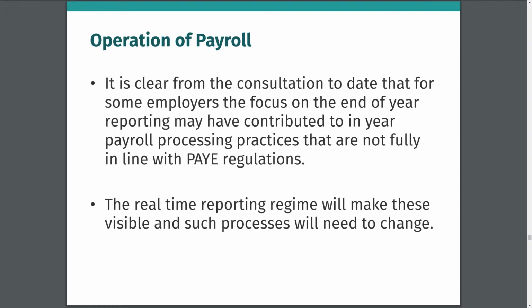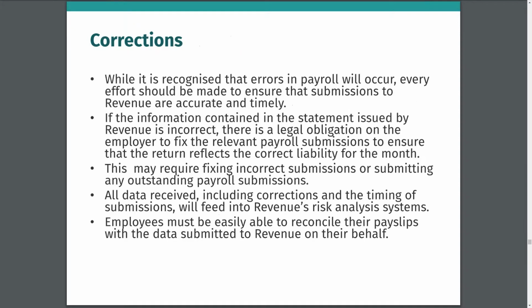Again, back to the end of year process, and it is something that you need to be looking at now and putting internal processes in place to make sure that you are not focused on an end of year. Every month is now a statutory return, so December and January are no different from April and May, and every month needs to be timely and accurate. It's also important to bear in mind that the whole process is very visible. It's visible to ourselves in Revenue, but it's also visible to your employees, and they need to be able to reconcile their payslips with the data that has been submitted to Revenue on their behalf.